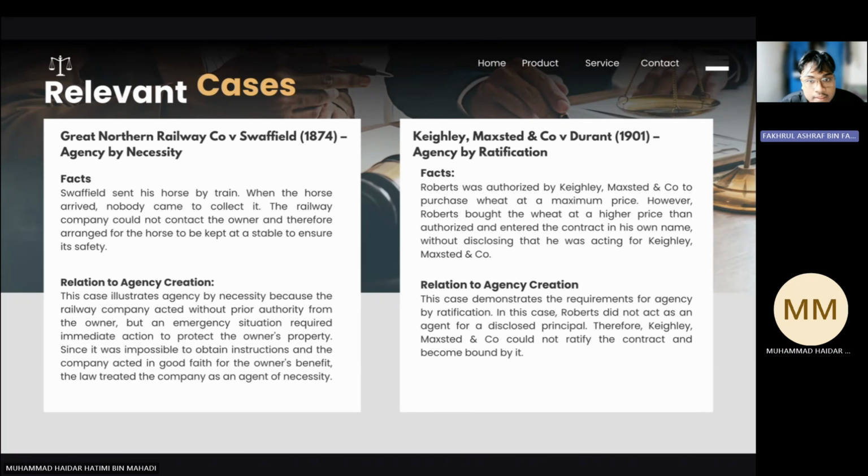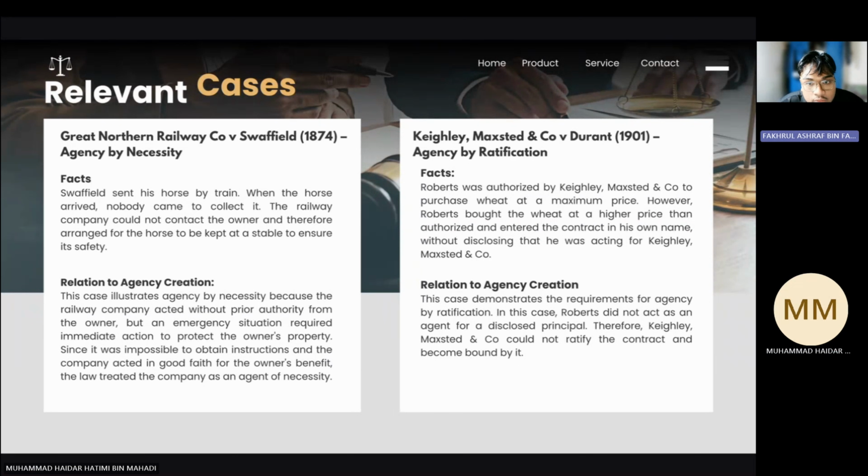The second one is Cayley, Maxted and Co. versus Duran in 1901, which is shown as an agency by ratification. The fact is that Robert was authorized by Cayley, Maxted and Co. to purchase wheat at a maximum price. However, Robert bought the wheat at a higher price than authorized and entered the contract in his own name, without disclosing that he was acting for Cayley, Maxted and Co.